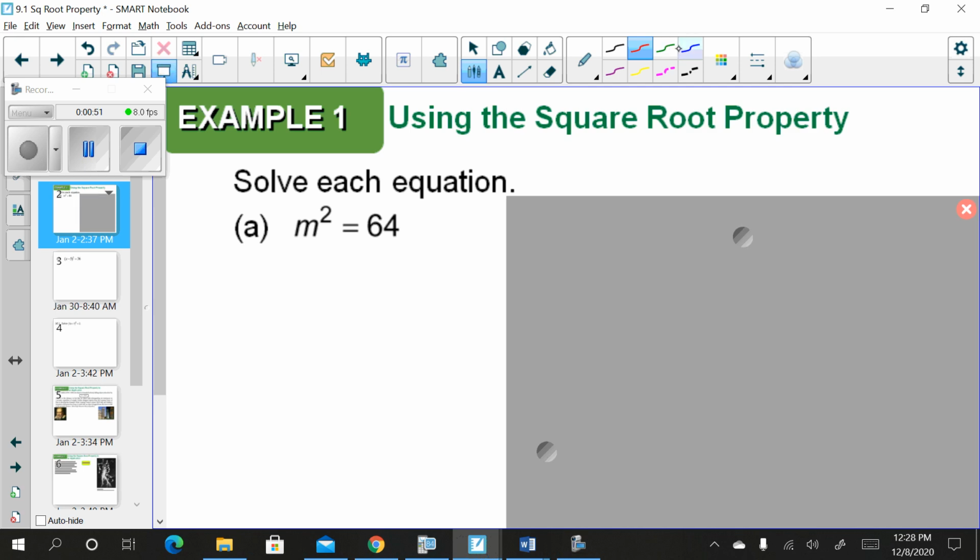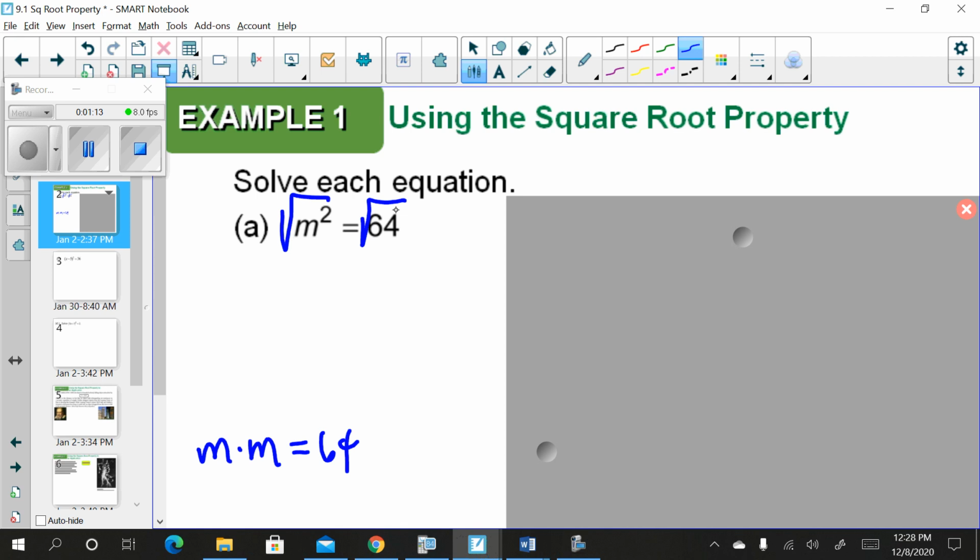When we talk about a squared equation, we're looking at undoing that squaring to solve for what value makes that true. So for this first equation, m squared equals 64, what we're asking ourselves really is what number times itself gives you 64, and what possibilities would there be for that? So the square root property just basically means that the square root is the inverse or the opposite operation of squaring, and we're going to do that on both sides.